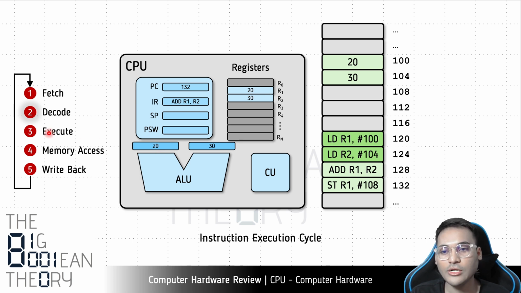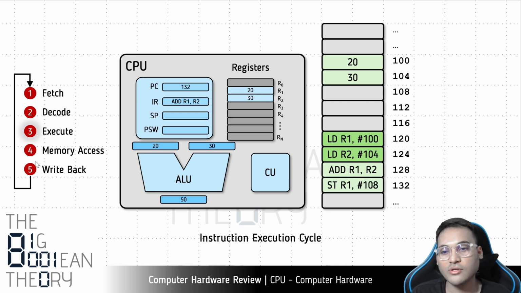Now we'll do the execution. So the next step is to go ahead and add these two values. So the arithmetic and logic unit will combine 20 and 30, do the addition operation and produce the result, that is 50. So this is the core execution step. And then the next step, that is memory access, is not required because this is not a data movement operation, right? So now this step will be skipped.